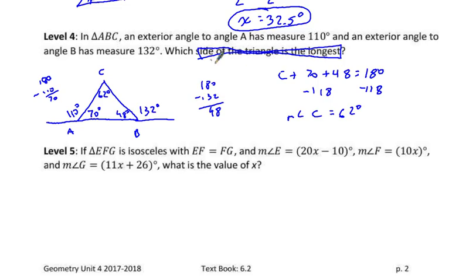And we want to know which side is the longest. Well, that's opposite the largest angle, which is angle A. So the side longest is side CB. And if you had side BC instead of side CB, you would be correct. The order of the letters in this case do not matter.